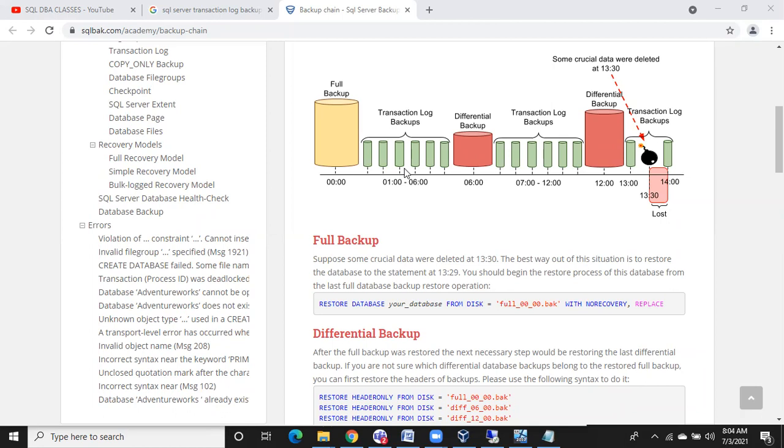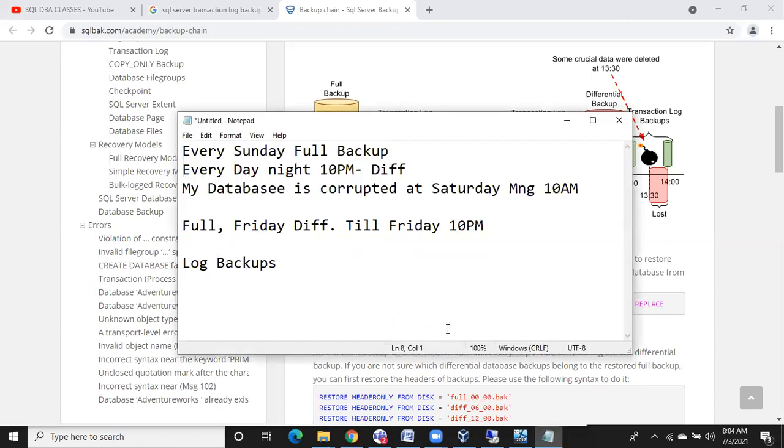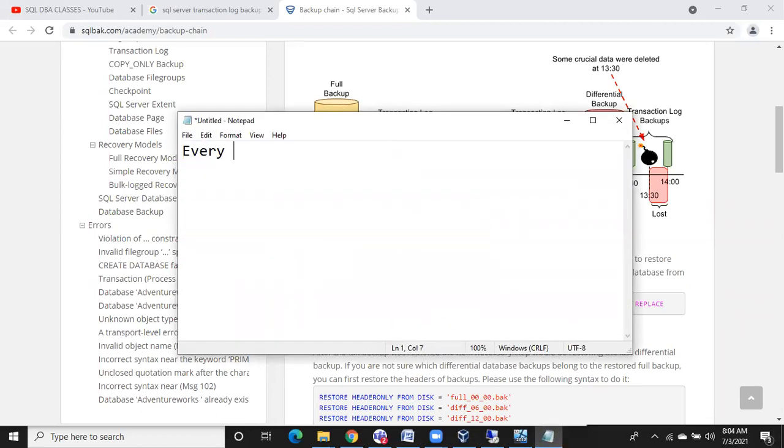Okay, so in this case, anyone tell me, this is the scenario. Every day at night 12 o'clock a full backup, every 1 hour a log backup, and every 6 hours a differential backup. Let me phrase it. Every day, I need answers from everyone.